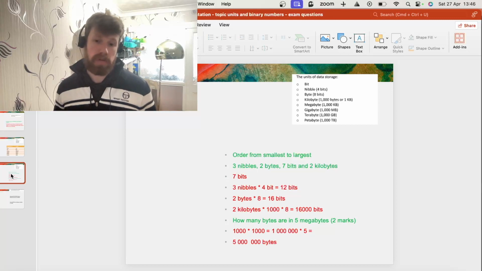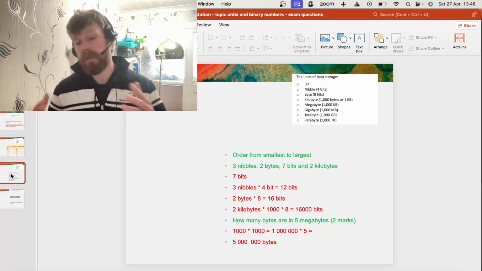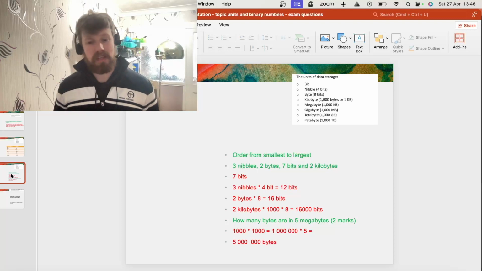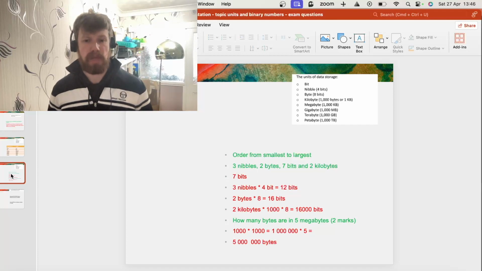The kilobytes, while this may be a little bit overkill, I'll still show you how to do this by converting it into number of bits. 8 times 1,000 gives us 8,000. Because we've got 2 kilobytes, 8,000 times 2 is 16,000 bits.